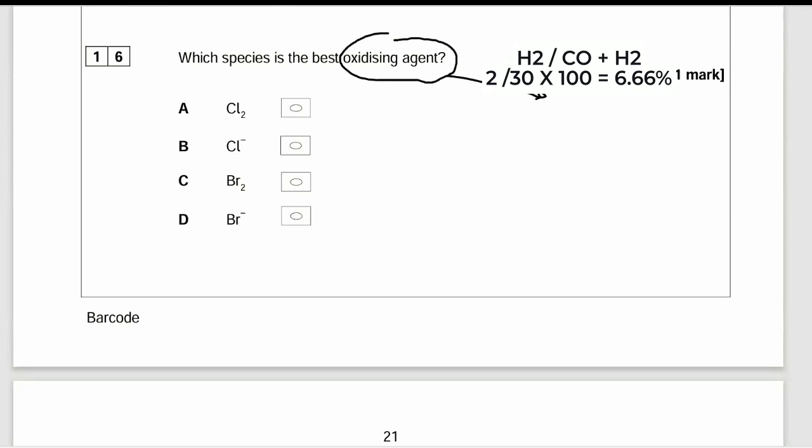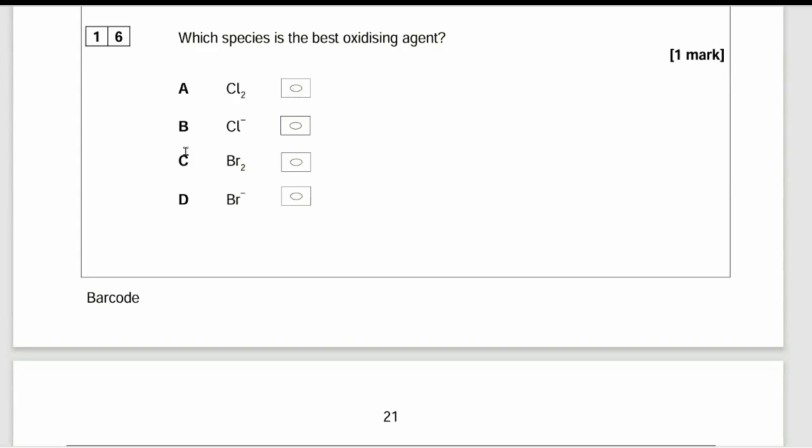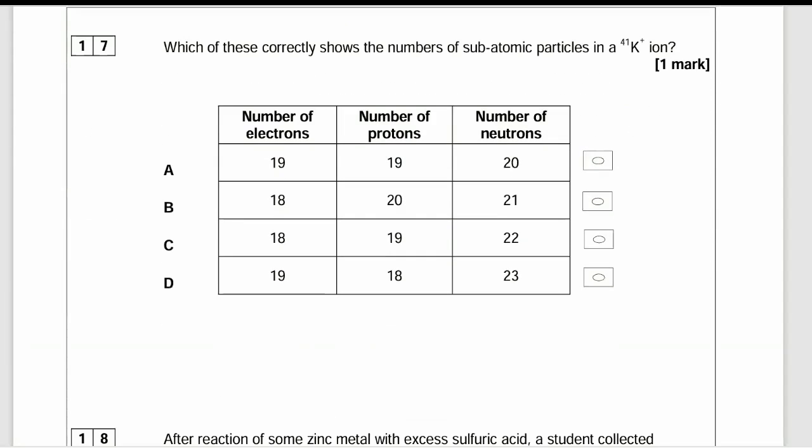Which species is the best oxidizing agent? So which species will cause another substance to lose electrons? So itself gets reduced by gaining electrons. Well, chloride ions and bromide ions can't gain electrons, so they can't make something else lose electrons. They've already got a full outer shell. So it's going to be bromine or chlorine. Chlorine is smaller than bromine, so we have less shielding, so more attraction. So basically, chlorine is more reactive. Yeah, better oxidizing agent. Okay, 17.